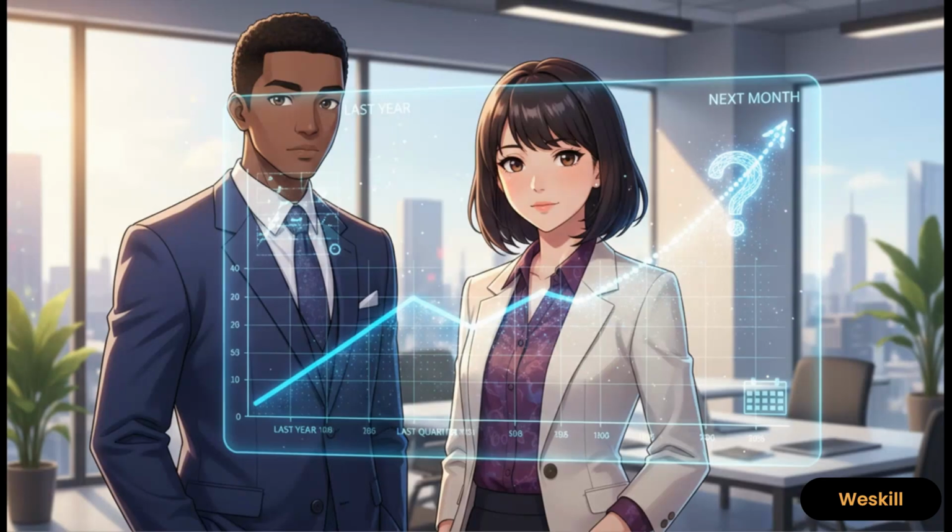Okay, let's make this real. Picture a company. They've got years and years of sales data. They know exactly what they sold last month, last quarter, and last year. So how can they use all that history to make a really good, educated guess about what they're going to sell next month? This is the classic problem that linear regression was born to solve.